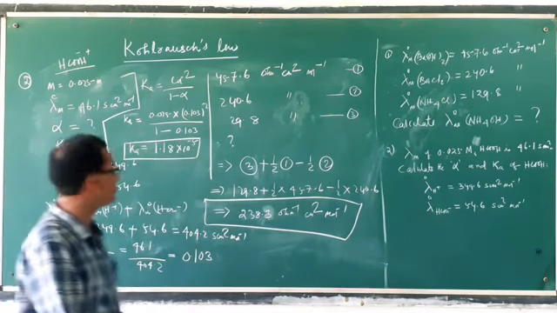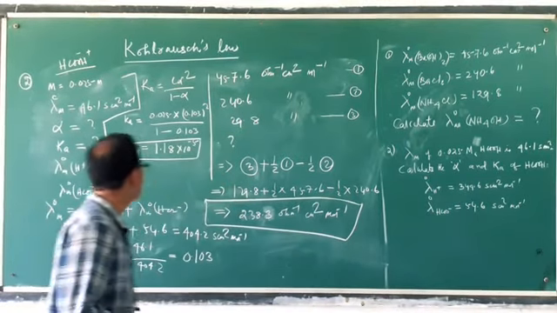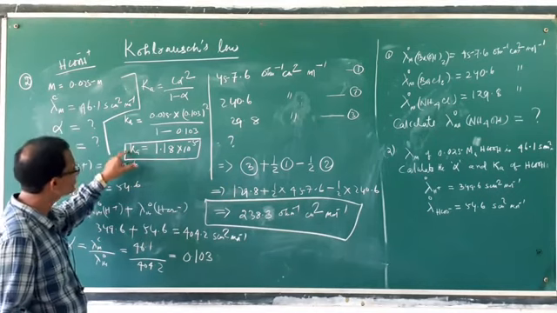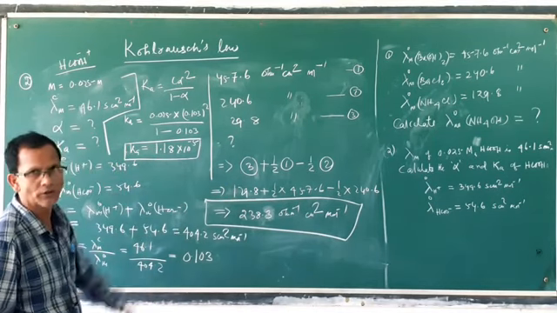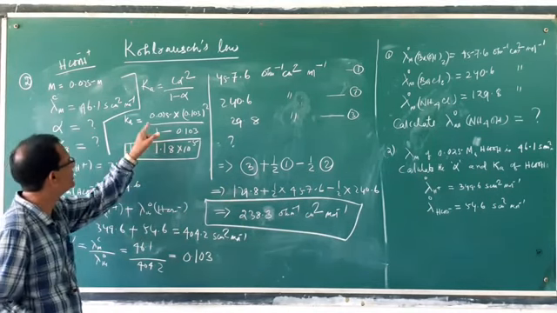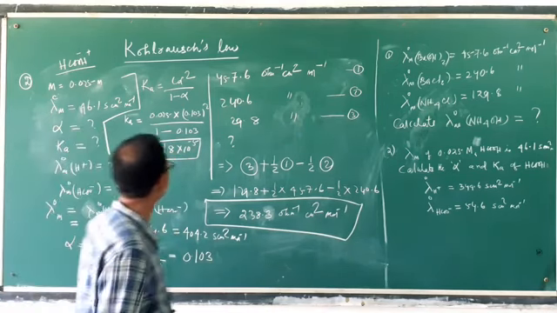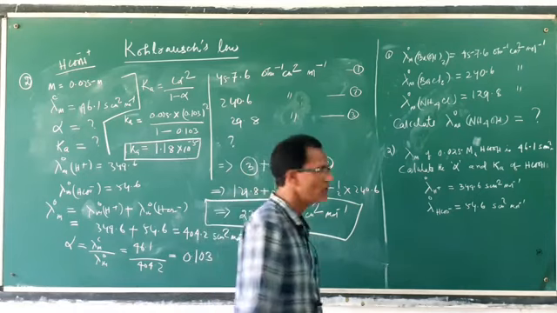For every answer that we calculate, remember to write the value with its unit. Don't forget to write the unit also. As K has no unit in this equation, that's why it is K equal to 1.18 into 10 to the minus 5. In this way, you will calculate the problem.